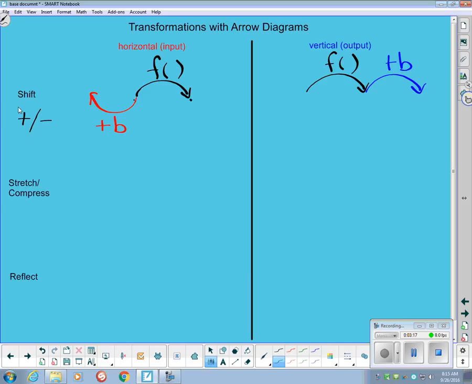For the stretches and compressions, this is multiplication and division that we see in here. And so, again, operating off of a generic parent function, this would be a stretch or compression in the horizontal direction. That is an input. So we need to make the change on the input side, and that would just be a matter of multiplying by some constant. If we want to stretch by 5, we would multiply by 5. If we wanted to compress by 1/3, we would multiply by 1/3.